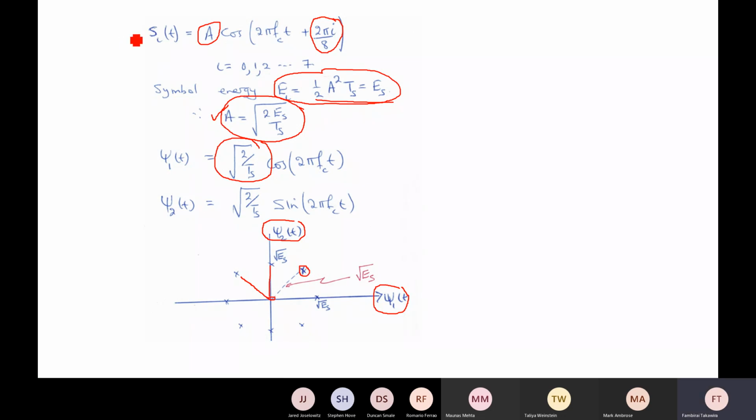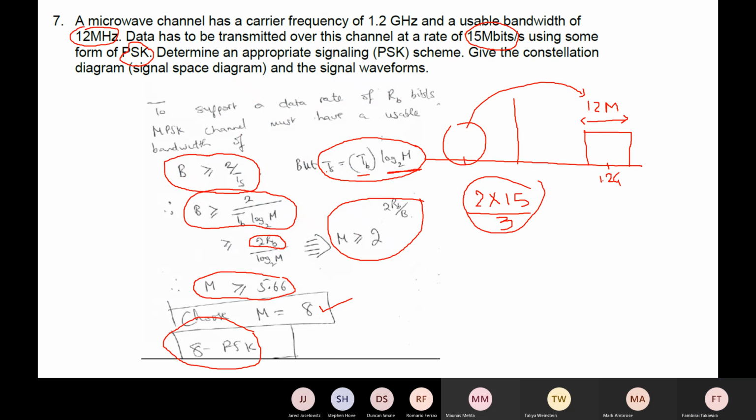Essentially, we can also write our waveforms si in terms of root of Es, and then in terms of psi1 and psi2. Okay, so that's that. Are there any questions on that one? All straightforward?